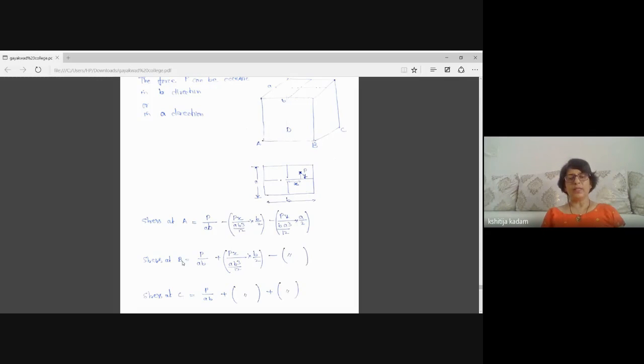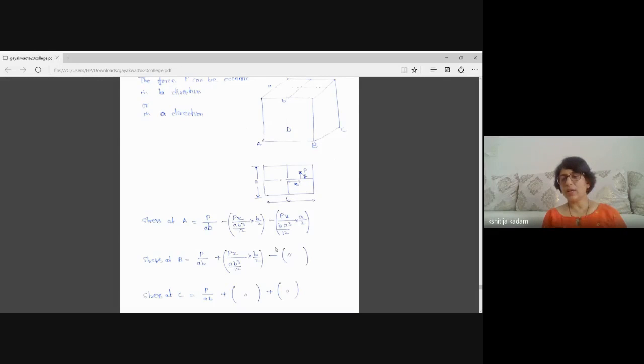Similarly, at point B, the compressive stress will be same, and force in B direction will give positive, that means compression. But eccentricity in Y direction will give negative, that means tensile stress. So with negative sign.